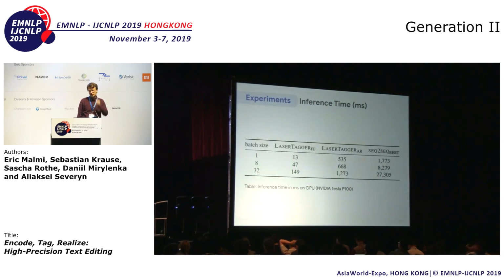Okay, so I also mentioned that we get some improvements in inference time. Here we ran inference on GPU, and you can see that the feed-forward variant is about two orders of magnitude faster than the seq2seq baseline that we compare against. The autoregressive variant is also faster, but there the difference is not as big.